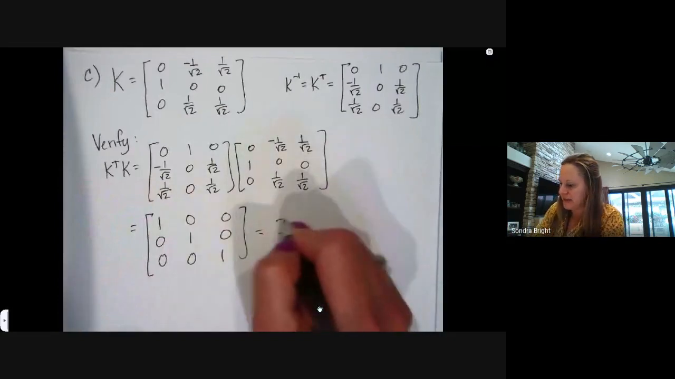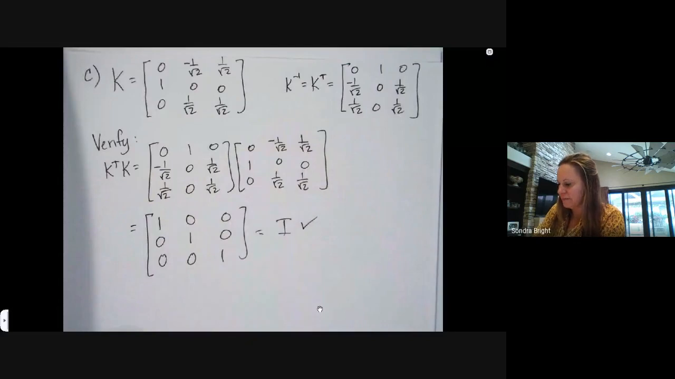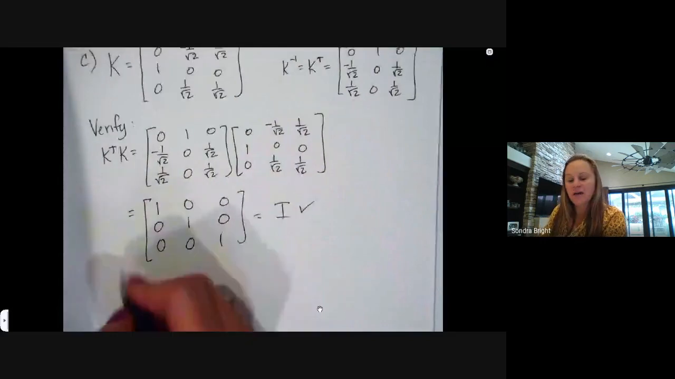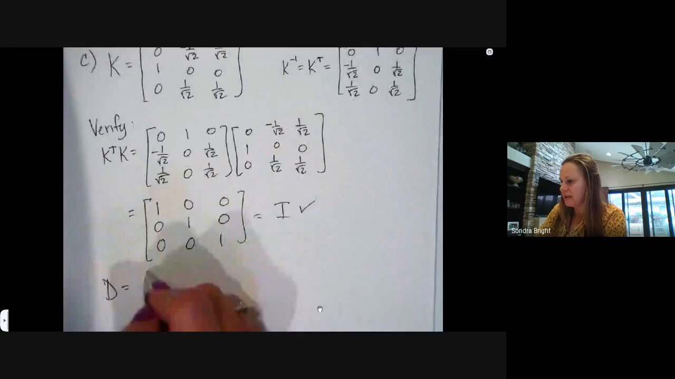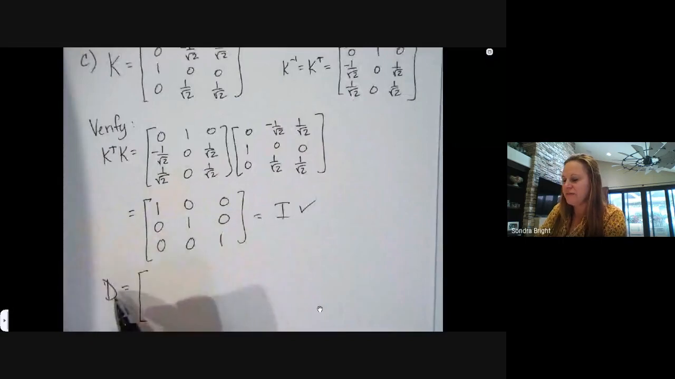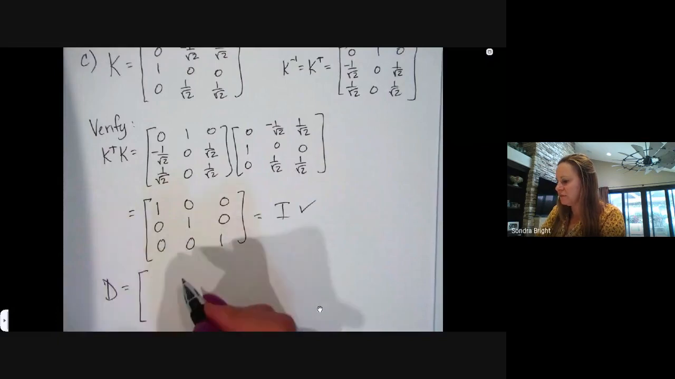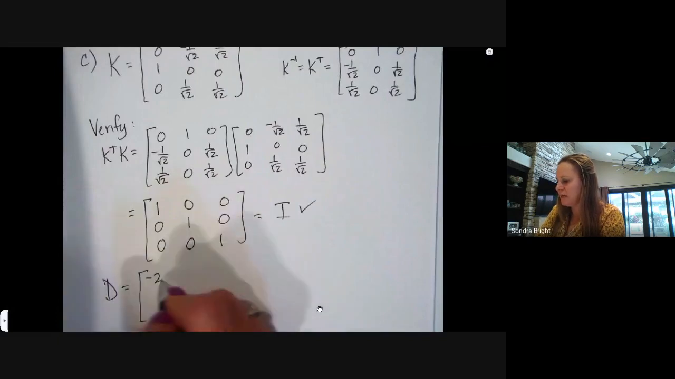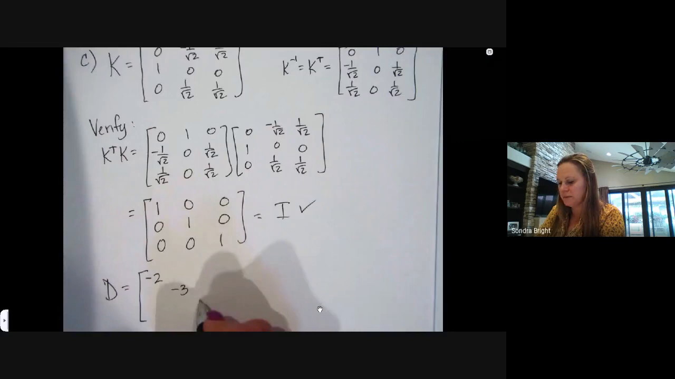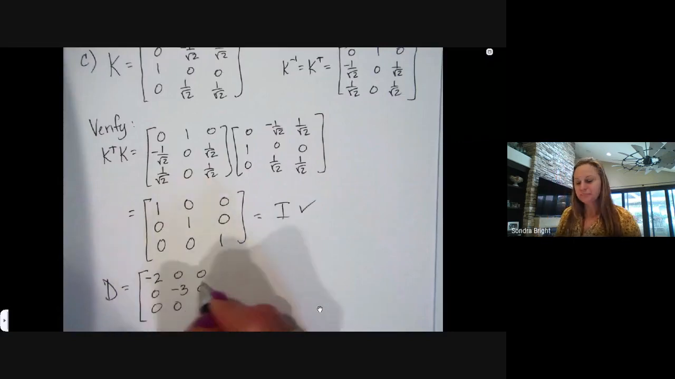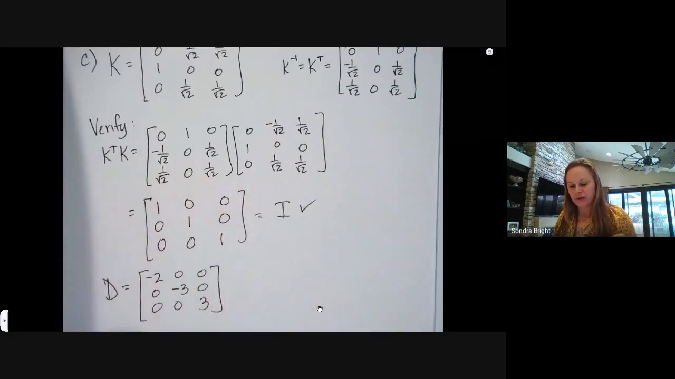And then your diagonal matrix D is made up of the eigenvalues, not eigenvectors, going down the diagonal. So -2, a -3, and a 3. There you go. And of course, you could verify it by taking K inverse times A times K, and it'll give you this guy.